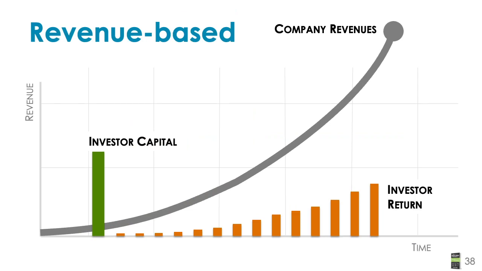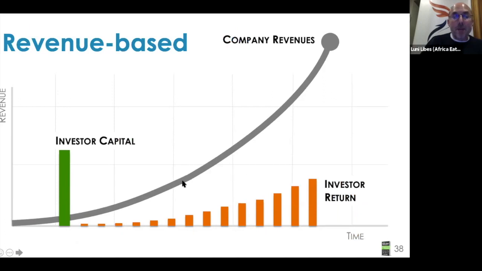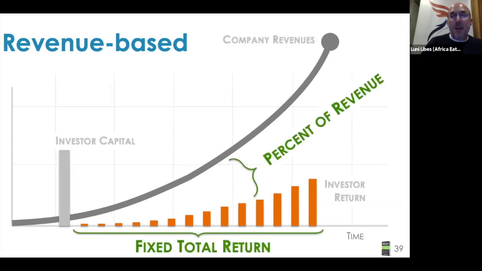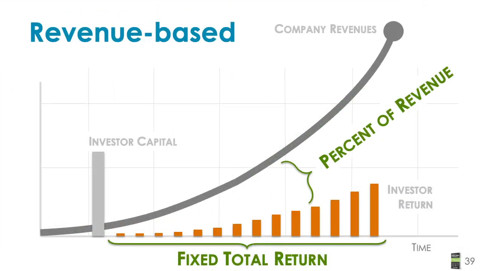So here's that chart again, and here's how it works this time. Investors hand over some money. Revenues are growing, and as we can see, the payments back kind of mirror that company revenue line. So in general, what we're talking about doing is asking the company to pay us a percentage of their revenues. This is also called royalties.